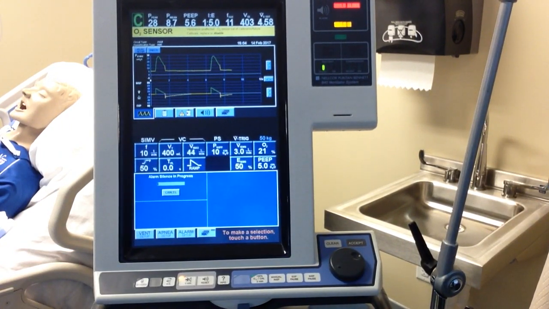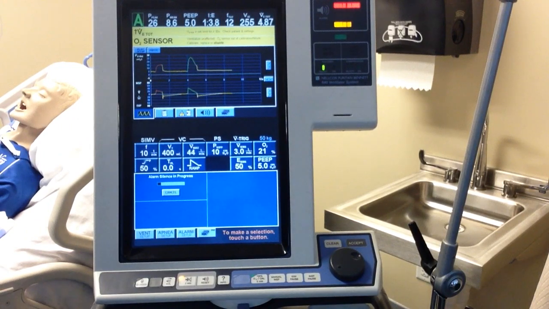Okay, one more time. There we go, that looks about better. 255. You see how the difference is? So in spontaneous breaths, it's different.